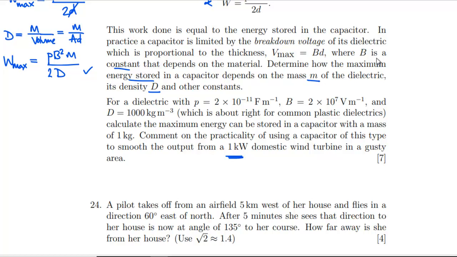So in this case, our W max is, make a little bit more space, 2 times 10 to the minus 11. Our B is 2 times 10 to the 7. So we're going to have 4 times 10 to the 14 there when we square it. Then we've got our mass of 1, divided by 2 times 1000.